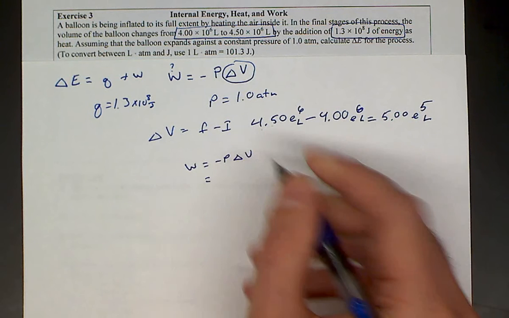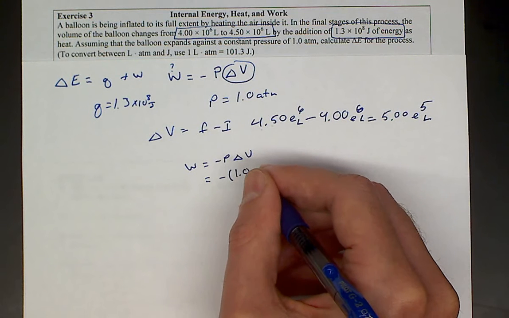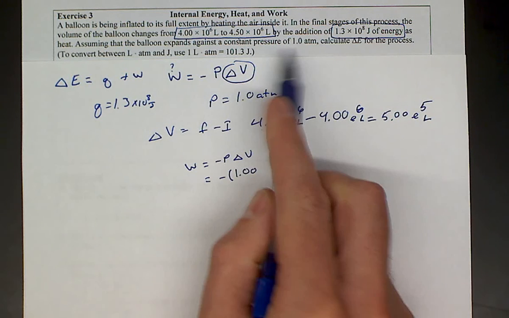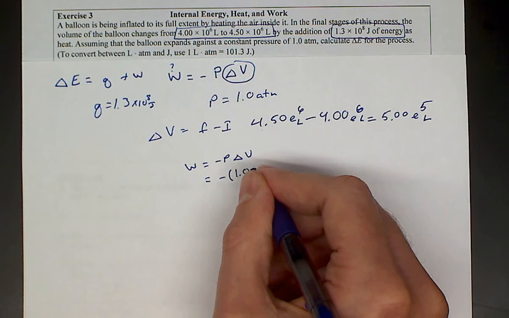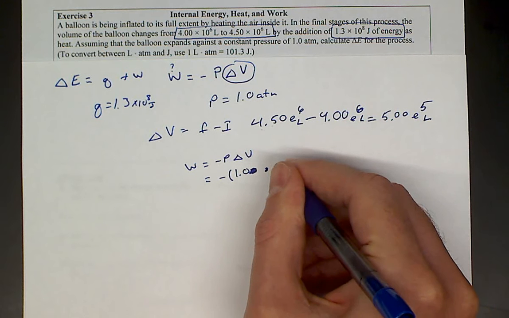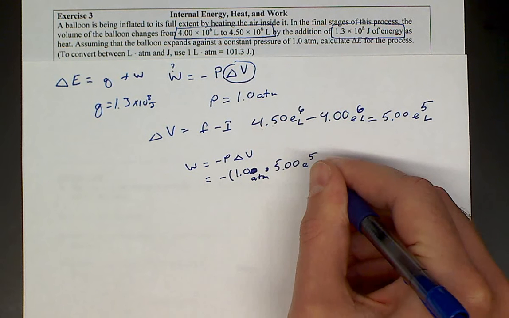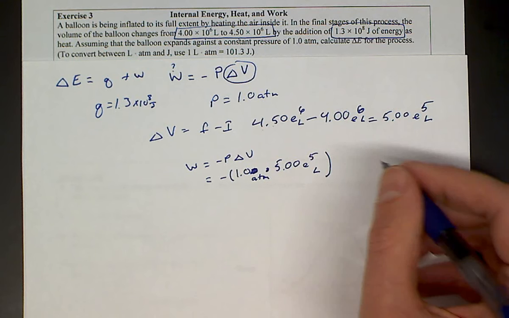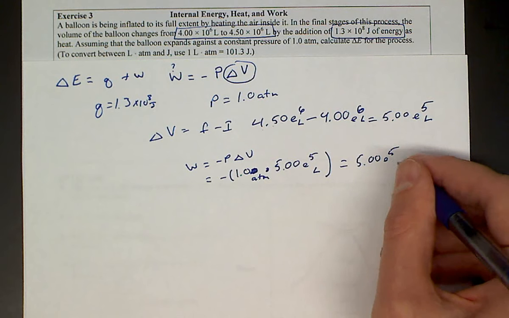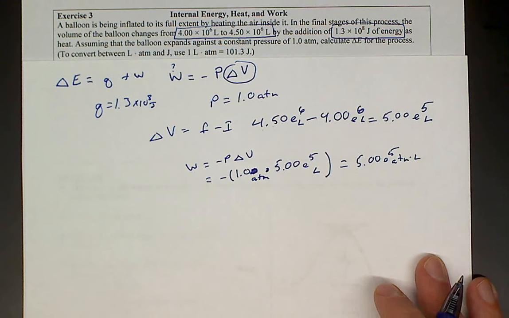Or that equals negative 1.00 ATMs. Is it 1.00? Let's check it. Oh, just 1.0. Okay, 2 sig figs on that one. 1.0 times 5.00E5, and this is ATMs, and this is liters. All right, and this will give us 5.00E to the 5th ATMs per liter.